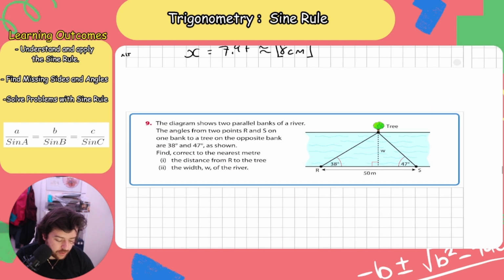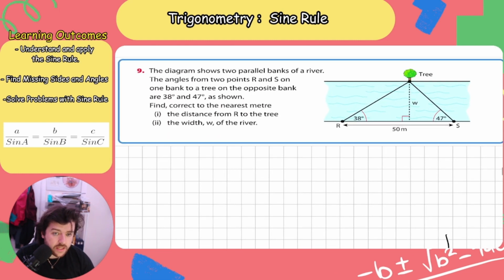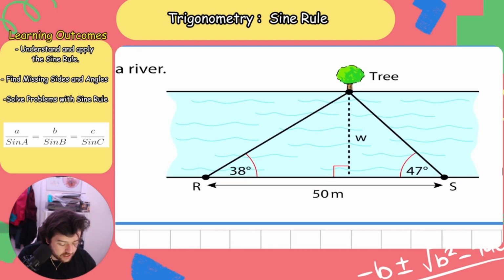So another question you could be asked is like here. The diagram shows two parallel banks of a river. The angle from 2 points O and S on one bank to a tree on the opposite bank are 38 and 47 as shown. Find correct to the nearest meter the distance from O to the tree and the width W of the river. So I first need to find this length. Right, so it's asked me to find distance from O to the tree, and then it's asked me to find the width of the river.